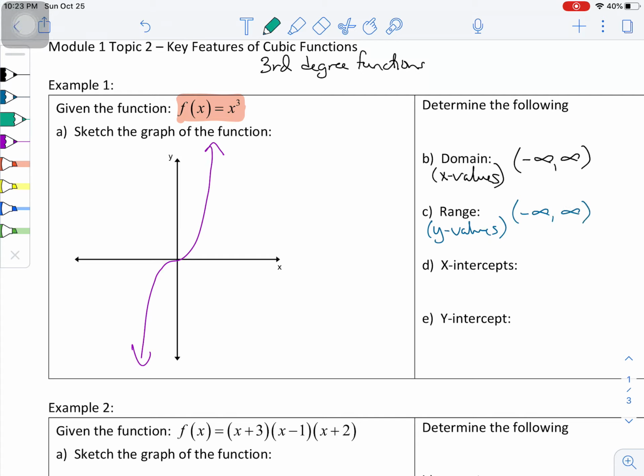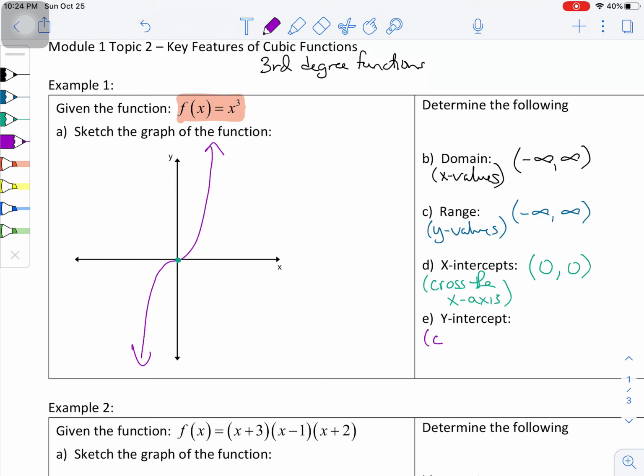All right, x-intercepts. So this is where we cross the x-axis. Now in this case, we're only going to cross the x-axis in one position, and it's the origin, all right? And the origin here is 0, 0. It only crosses the x-axis one time.